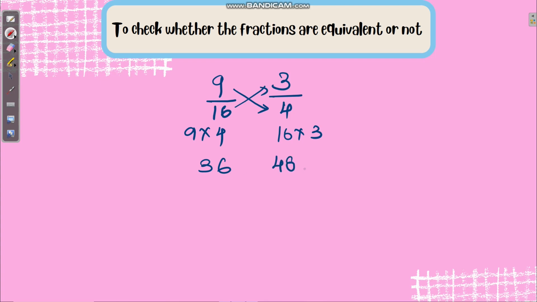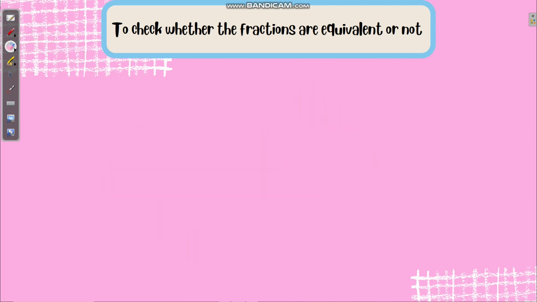Both of them are not equal. Therefore 9 by 16 is not equivalent to 3 by 4. Because see, the answer over here is 36 and on this side it is 48. So they are not equal, that means they are not equivalent fractions of each other. Let's solve one more question with the cross multiplication method. Let's take 7 upon 11 and 21 upon 32.